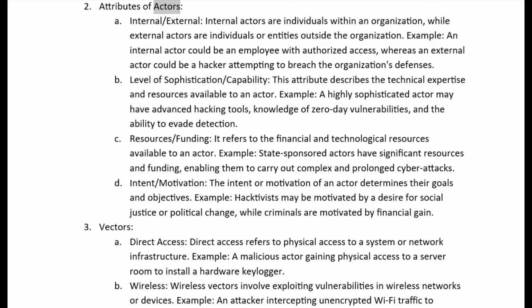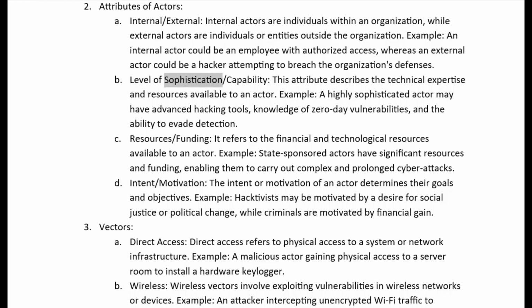Attributes of actors. Internal/external. Internal actors are individuals within an organization, while external actors are individuals or entities outside the organization. Example: an internal actor could be an employee with authorized access, whereas an external actor could be a hacker attempting to breach the organization's defenses.